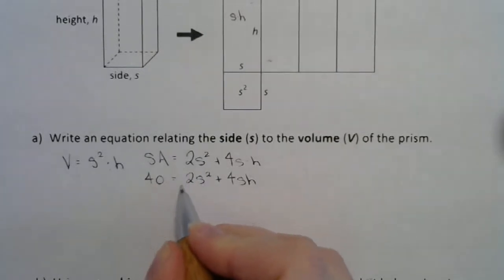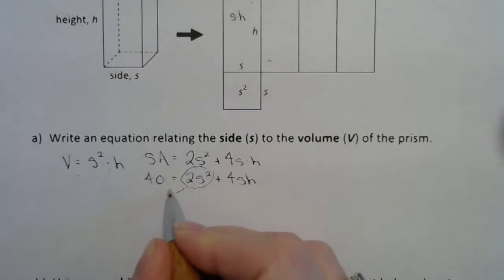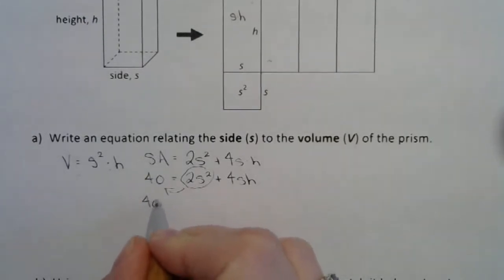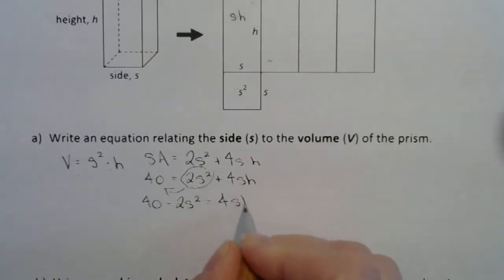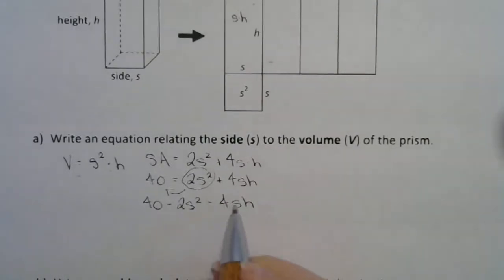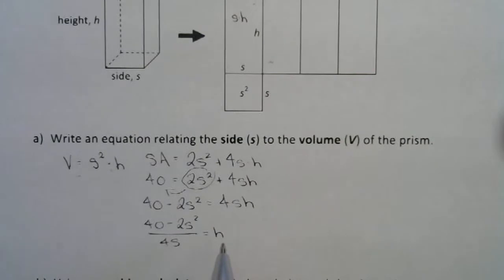This doesn't have anything to do with h, so I'm going to move this one over to this side. So this side will now be 40 minus 2s squared. 4sh is still over here. Now what I want to do is move this 4s, so I'm going to divide both sides by 4s. Now I have what h is in terms of s.